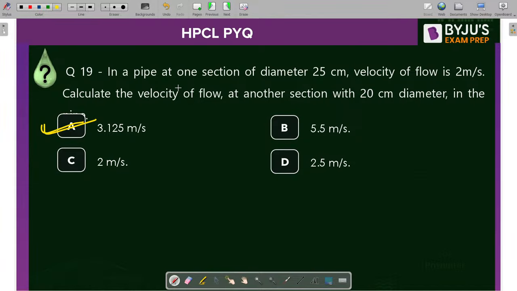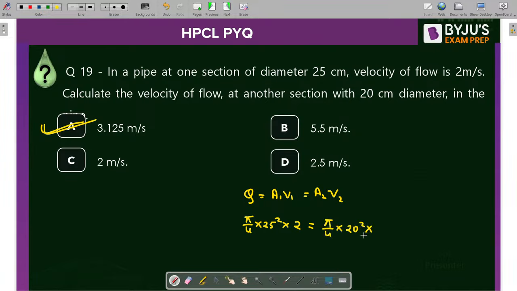How can you solve it? Do you know that, guys? It is basically Q is equal to A into V, right? A1 V1 is equal to A2 V2. What is A1? It is pi by 4 into 25 square multiplied by velocity, which is 2. And A2 is again pi by 4 into 20 square.